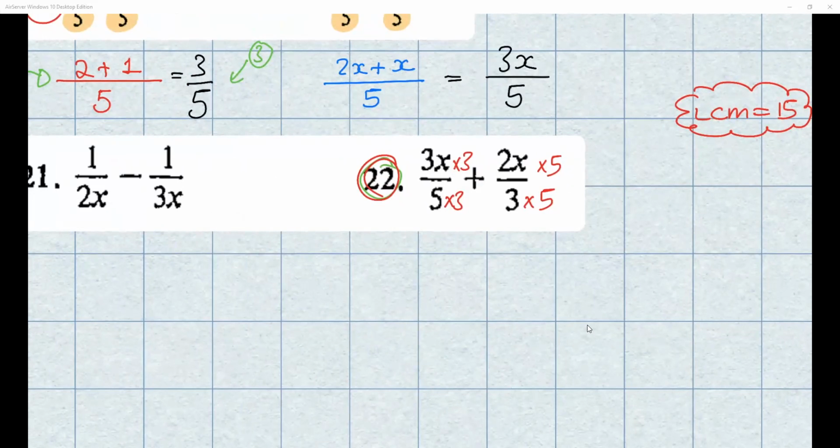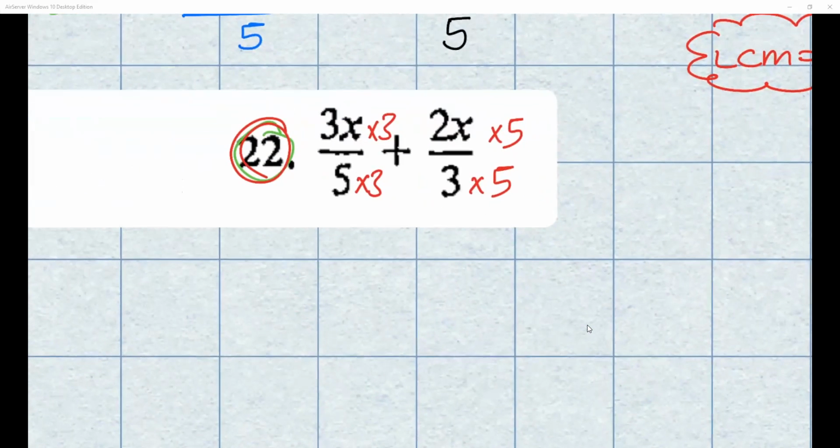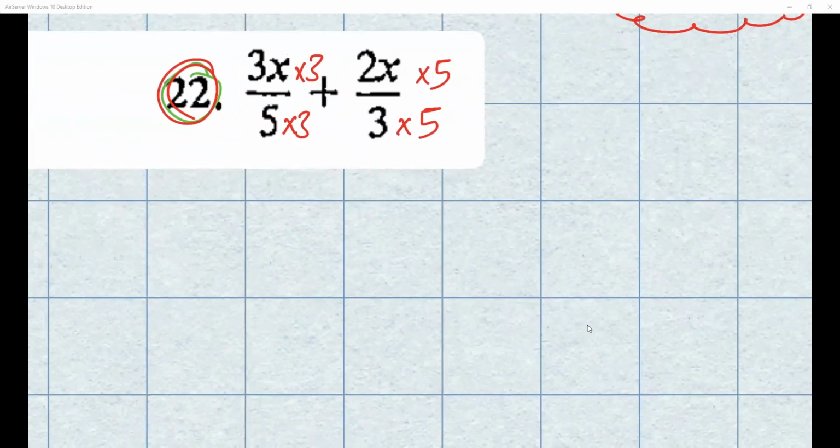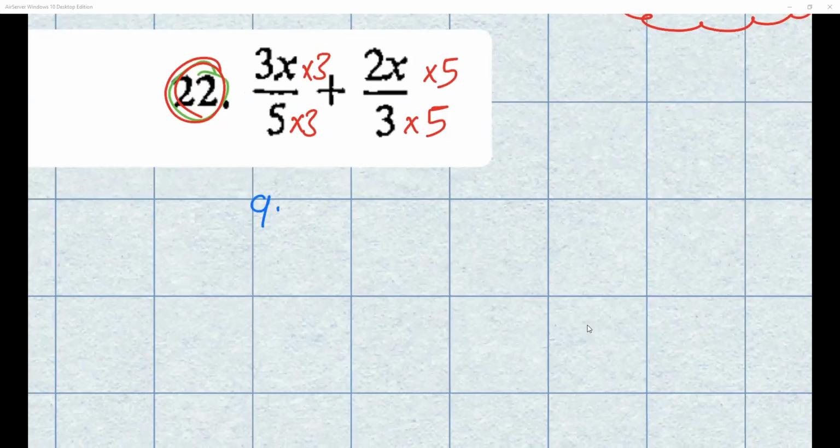Back to you, Asadullah. Okay, can I continue the question? Oh, so 3 times 3 is 9x. So 3 times by 3x is 9x. Okay, good. And 2x times 5 is 10x. Fantastic, lovely. So that will equal 19x over 15.